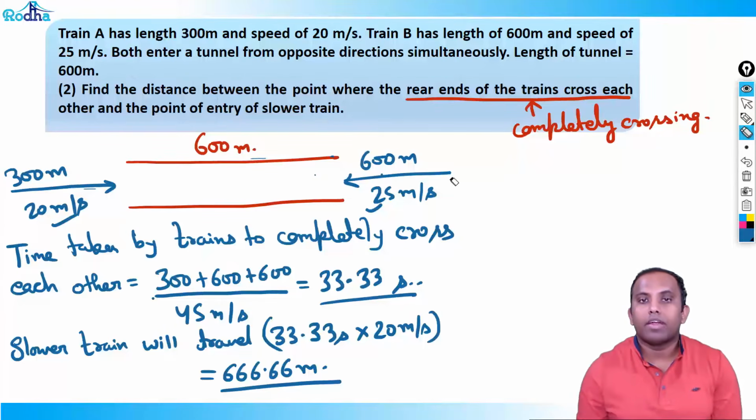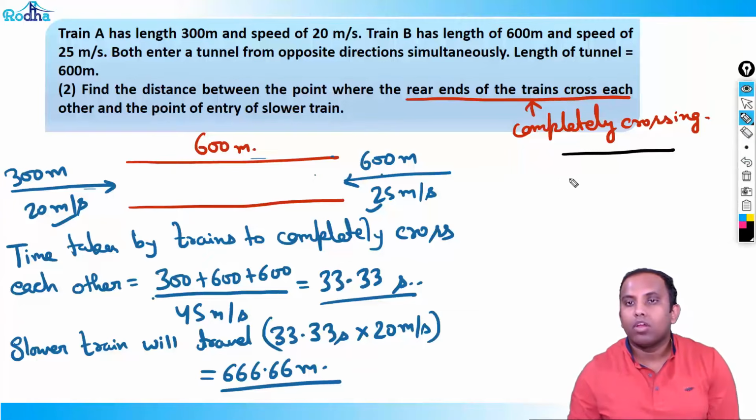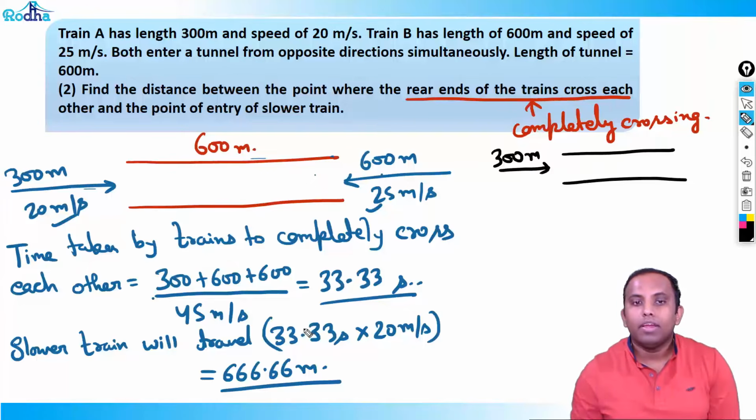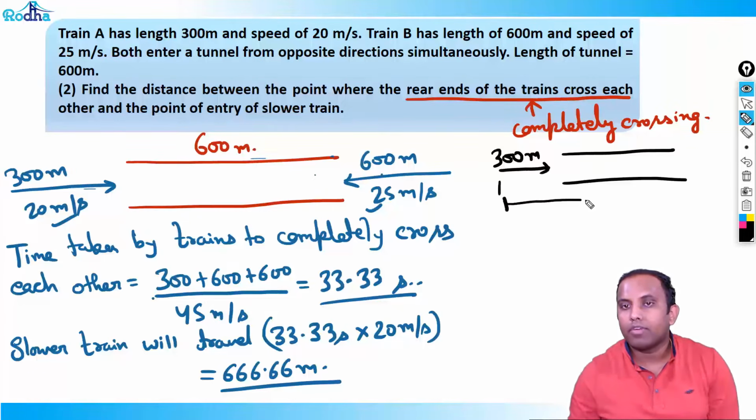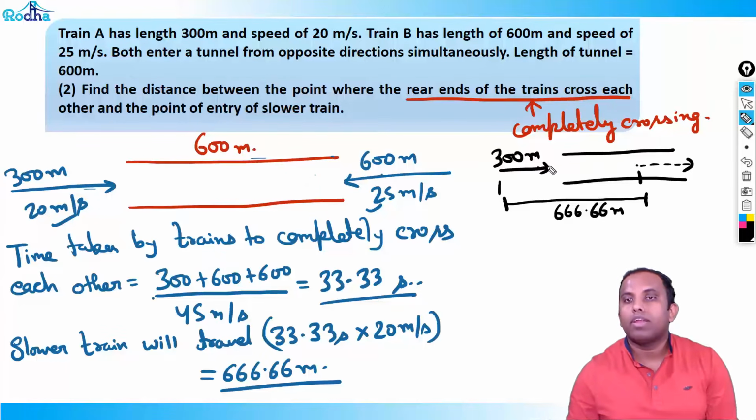We have to understand this, right? See, this is a tunnel here. So when the slower train has come inside, this length is 300 meters, and it has come inside by traveling 666.66 meters. That means it has traveled inside from this point, from this point, 666.66 meters. So the train has reached here. This is the train now.